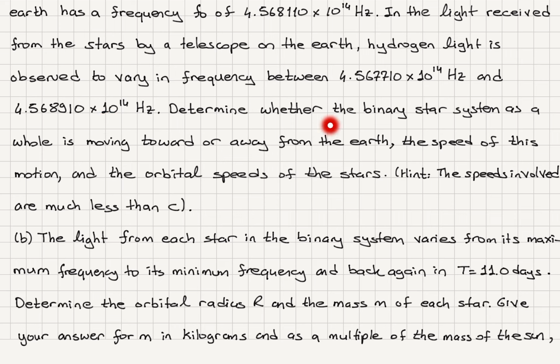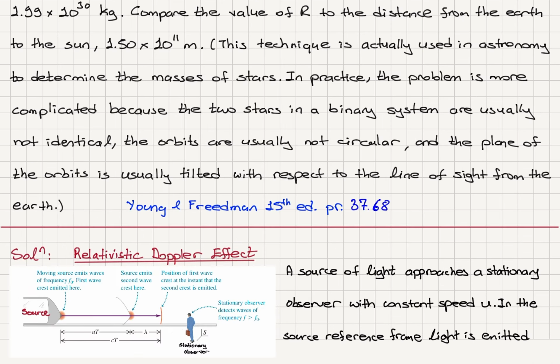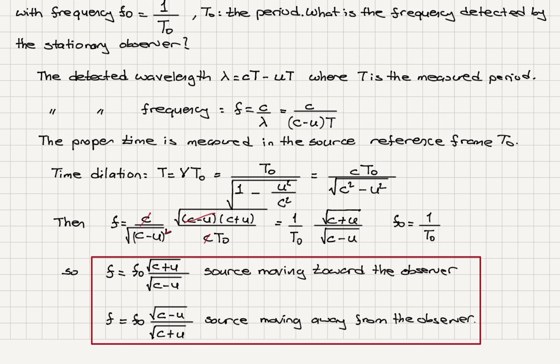Determine whether the binary star system as a whole is moving toward or away from the Earth, the speed of this motion, and the orbital speeds of the stars. And there's a hint: the speeds involved are much less than c. Actually, normally we don't need the relativistic Doppler formulas, but we're going to go ahead and use these anyway.